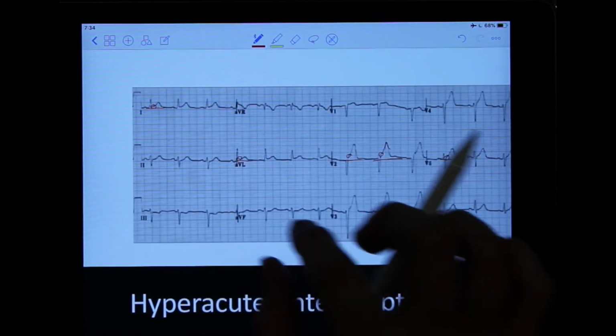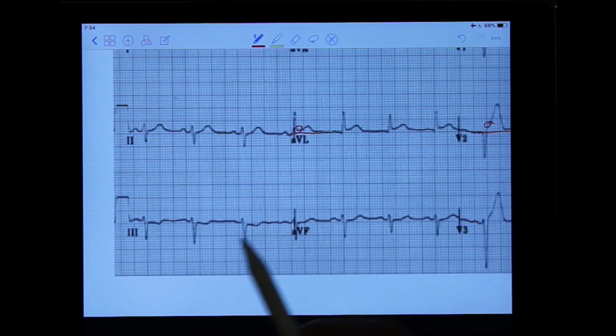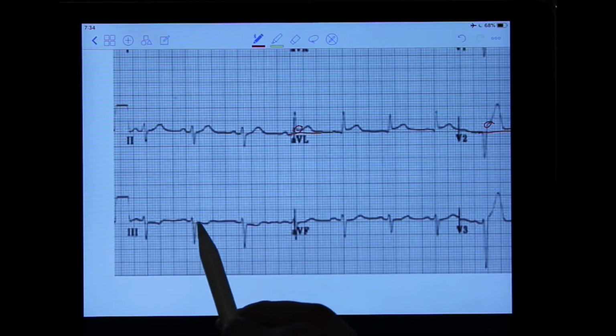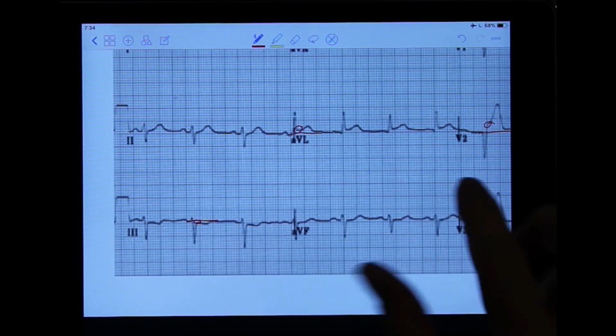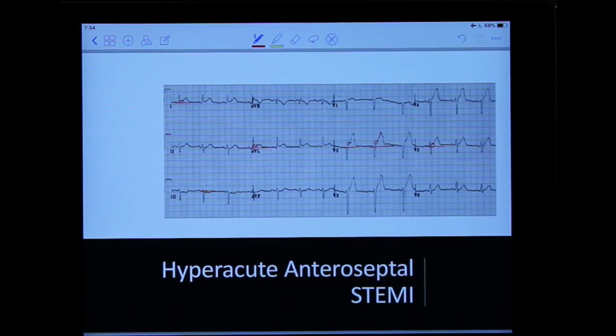The reciprocal of these can be found in lead 3. We can see some ST depression. So if we zoom in here, draw a line across, we can see there is a little ST depression in lead 3. So these features overall would indicate a hyperacute anteroseptal STEMI.